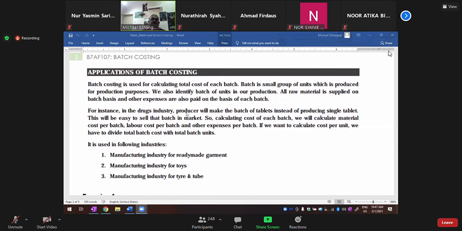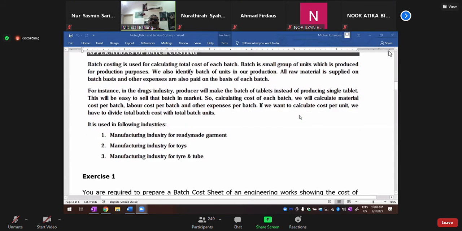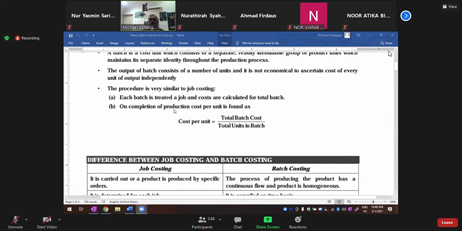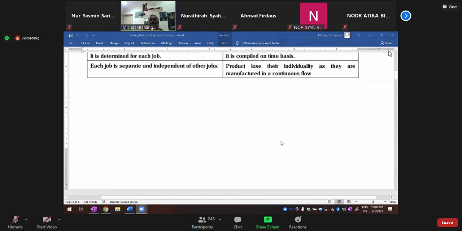It says, for instance, drug industry producer will make the batch of tablets instead of producing a single tablet. Easy to sell that batch in market. So calculating cost of each batch, we'll calculate material cost per batch, labor cost per batch, and other expenses per batch. If you want to calculate cost per unit, we have to divide the total batch cost with total batch units as per this working.